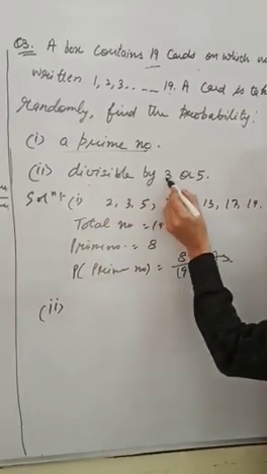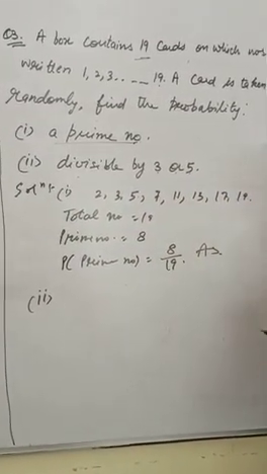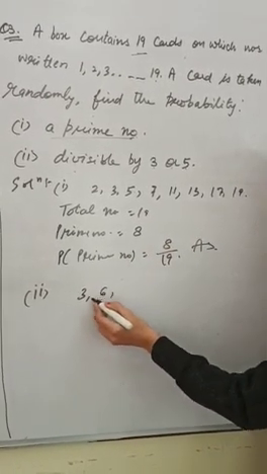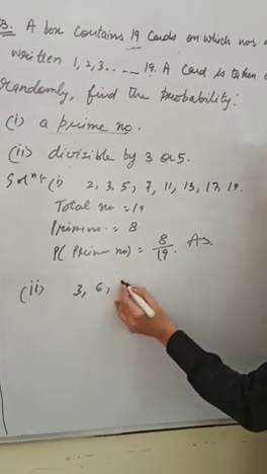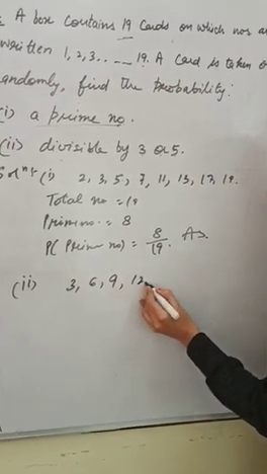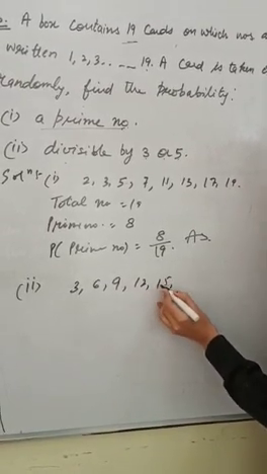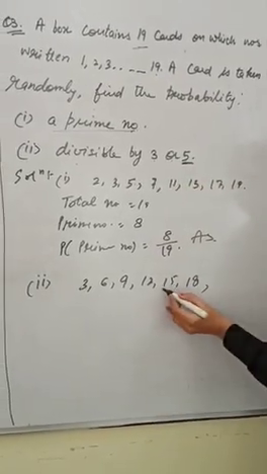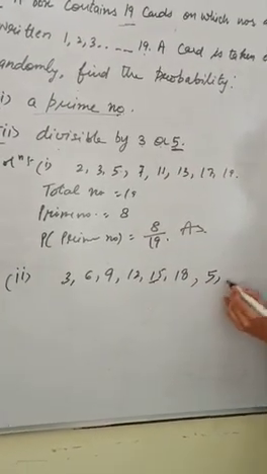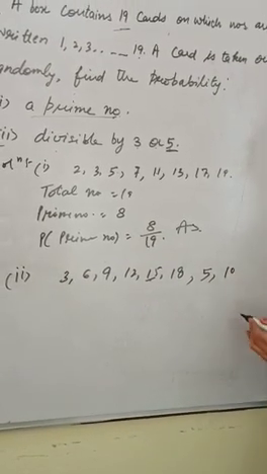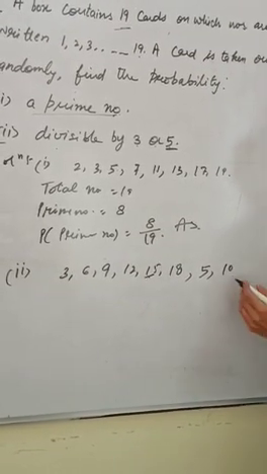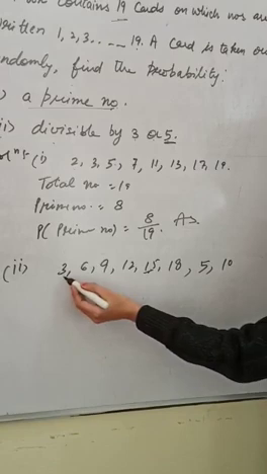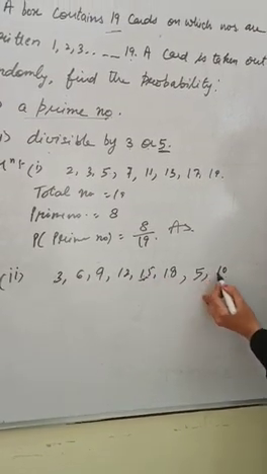Second part, divisible by 3 or 5. The numbers which are divisible by 3, all numbers which are multiples of 3 up to 19: 3, 6, 9, then 12, then 15, then 18. These are there. Now for 5 also we have to write. Here 15 we have already written, so we write 5 and 10 also, which are divisible by 5. So these are all the numbers. 15 is already counted, so we will not write it again. So these are 1, 2, 3, 4, 5, 6, 7 and 8. So these are also 8.